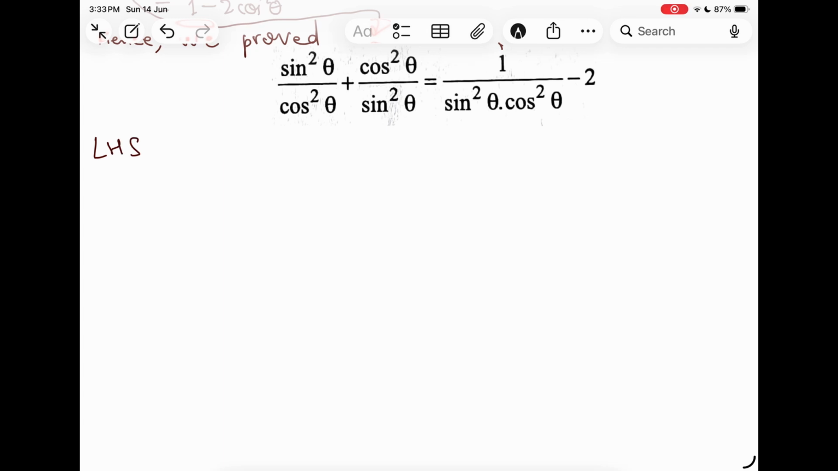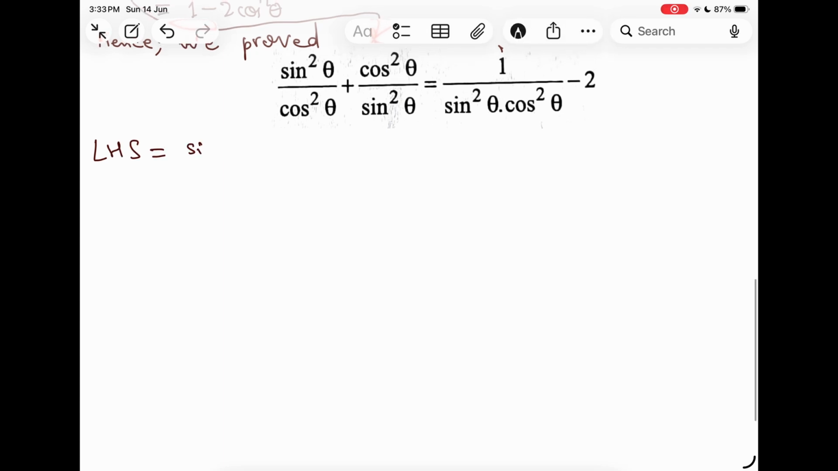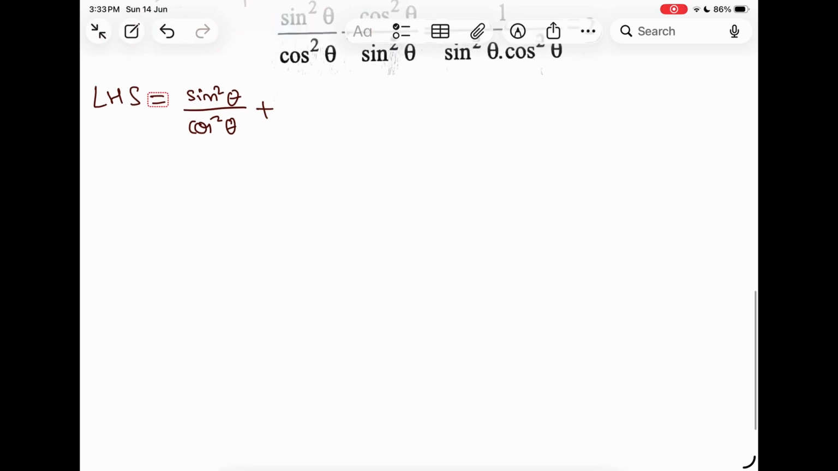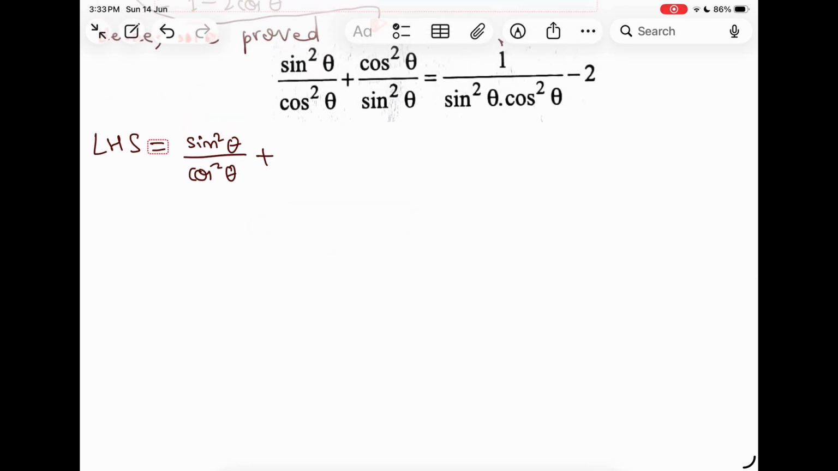Now moving on to the next question, we have LHS equals sine square theta upon cos square theta plus cos square theta upon sine square theta equals 1 upon sine square theta multiplied by cos square theta minus 2. Now many of you might be thinking that numerators and denominators in trigonometry might be new to you. All right. So no need to panic. You just remember what you did in case of fractions, right? You just took out the LCM and then multiplied them, right? Same, we have to do it here as well.